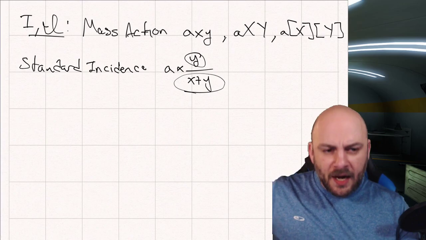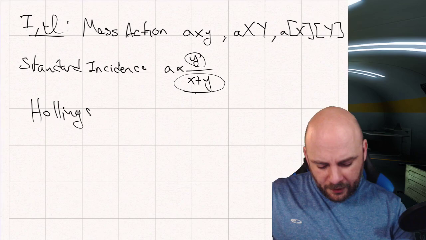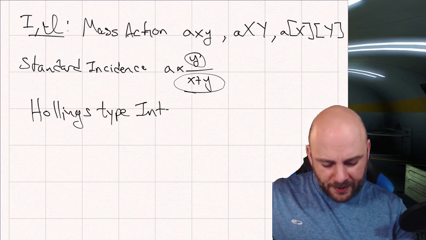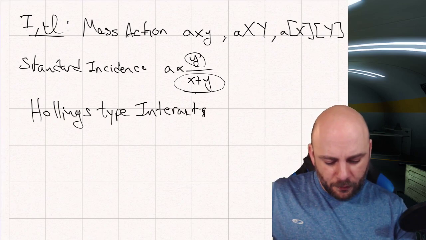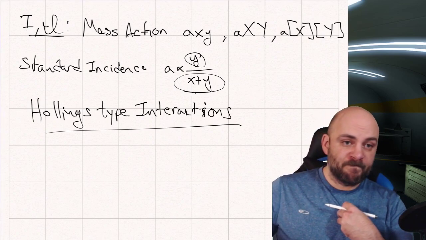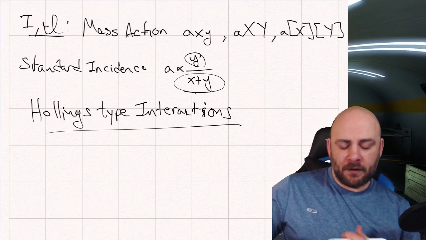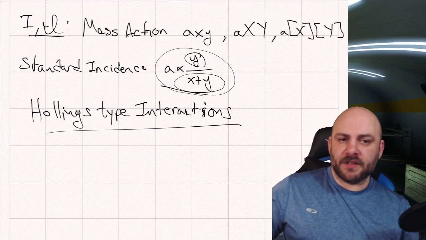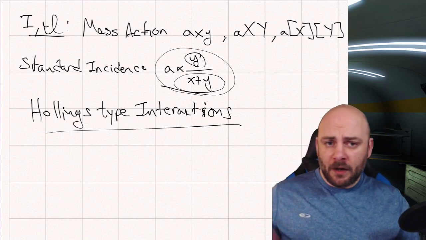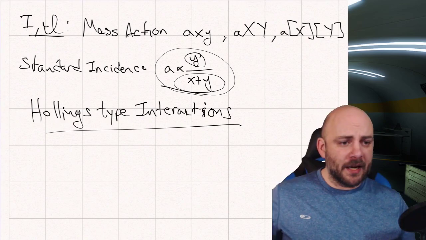Interaction terms, yes. There are also a bevy of these things called Holling type interactions. I'm not going to go over them in this video, but I encourage you to look them up. They are basically other versions of stuff like this with squares and cubes and whatnot, and the purposes behind them are explained within the relevant articles.